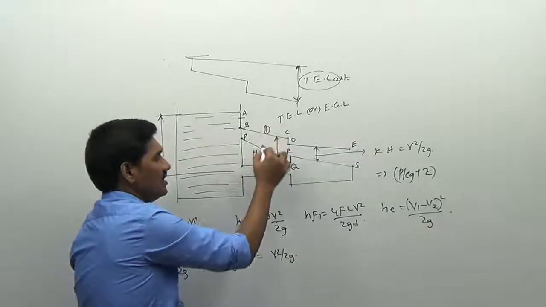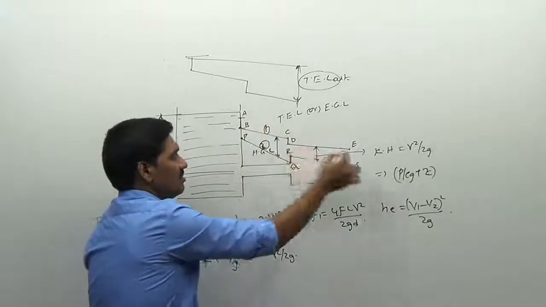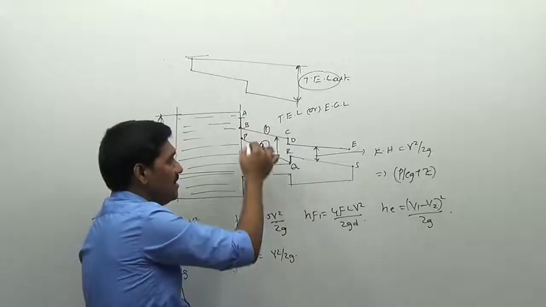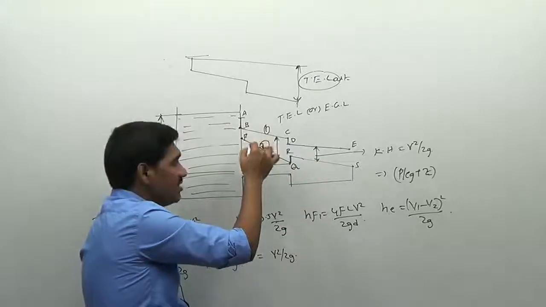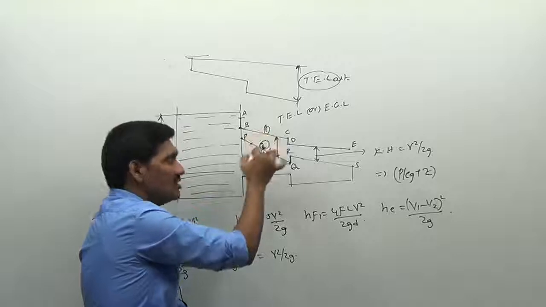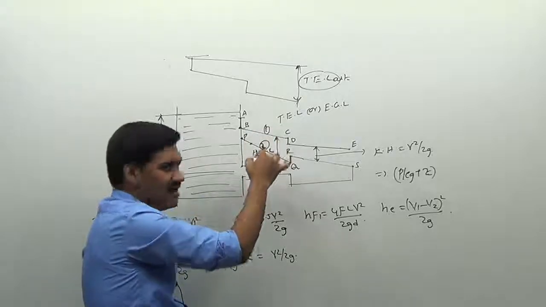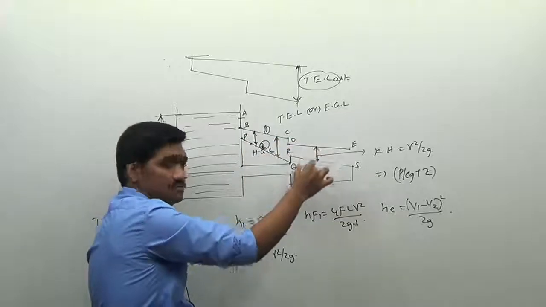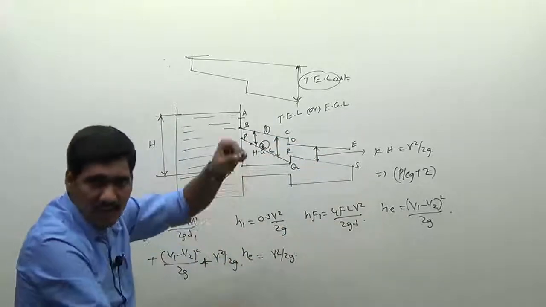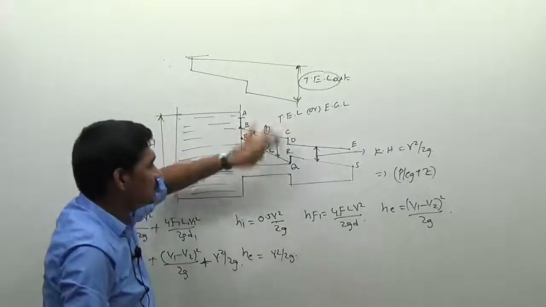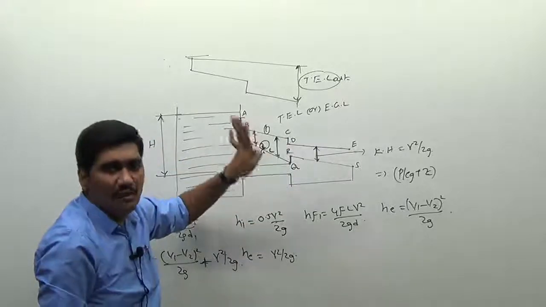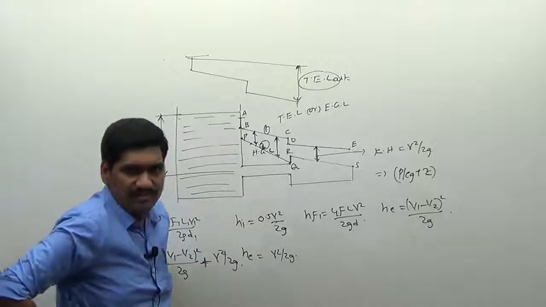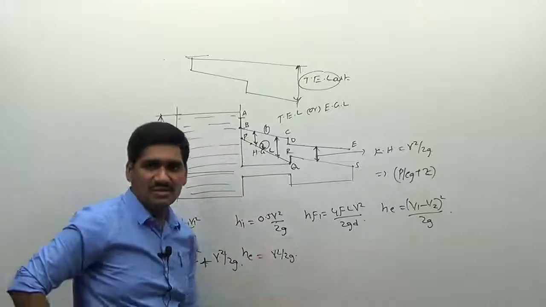This is line number 1, this is line number 2 here. So these two lines, if you observe carefully, are the hydraulic gradient line and the total energy line. The hydraulic gradient line lies always below the total energy line, and the vertical intercept, the vertical height or vertical gap between these two lines, is always equal to the velocity head, or the kinetic energy per unit weight.